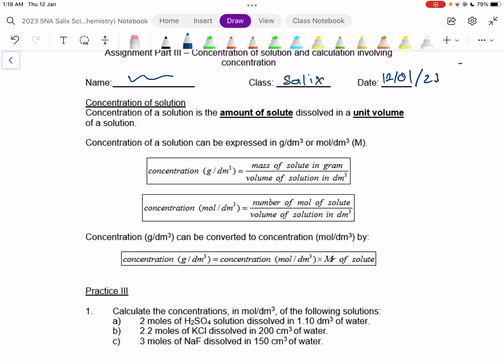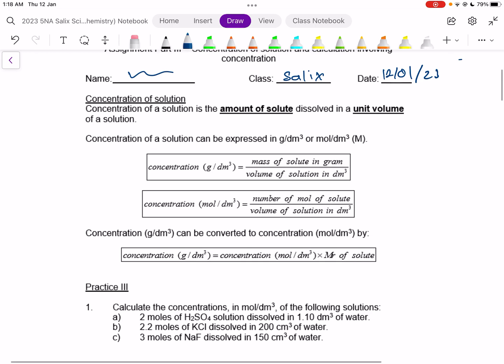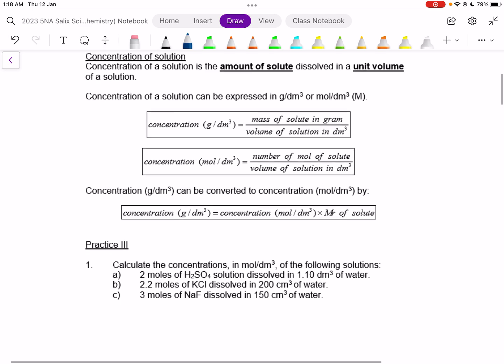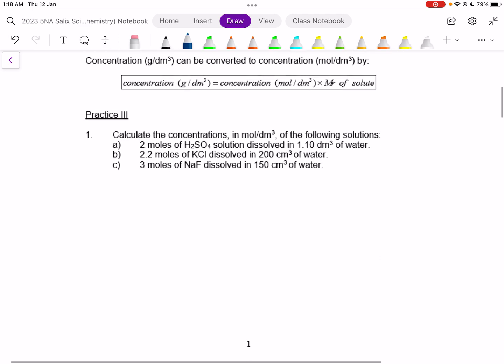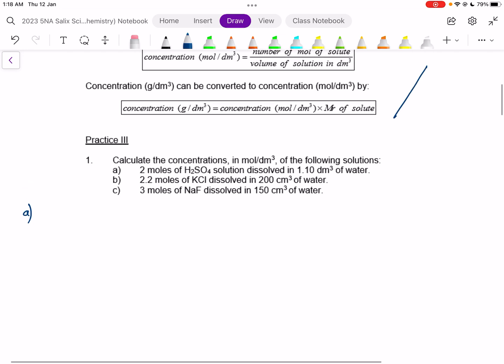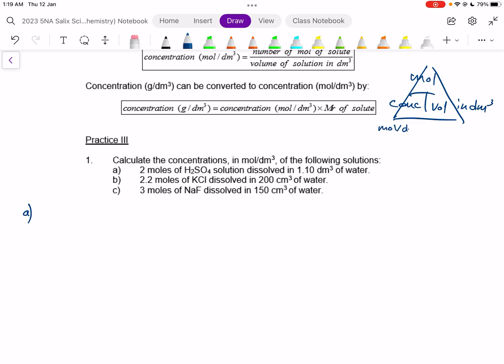This is a worksheet generally on solutions and concentration, something new from N level. You didn't do this in N level. Let's have a look at the questions. We are looking at concentration, volume, as well as mole. Volume will be in dm cube. Concentration usually in mole per dm cube.